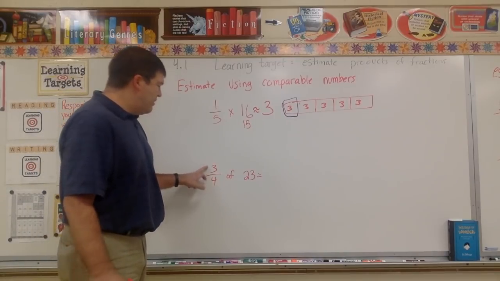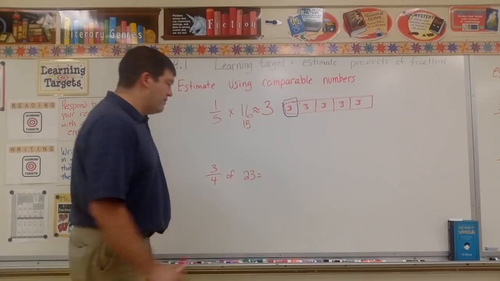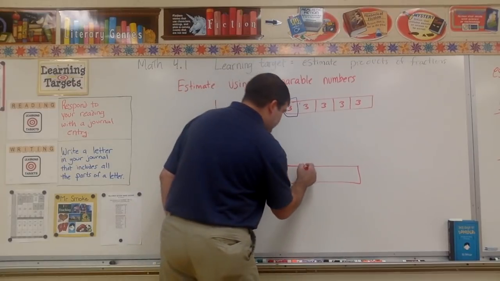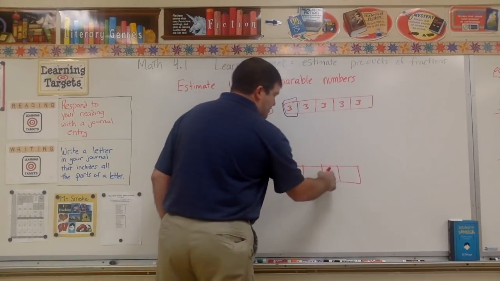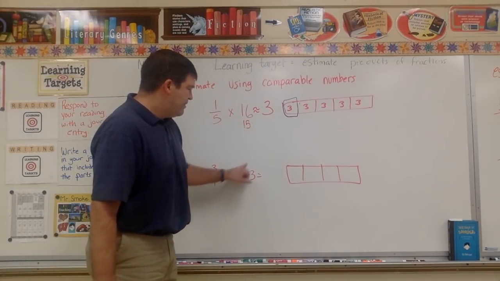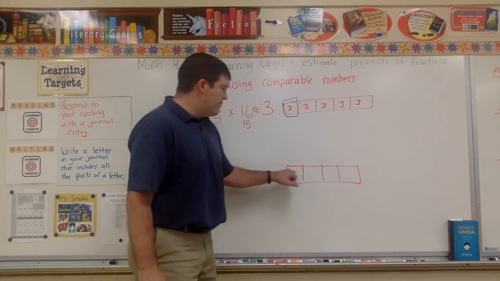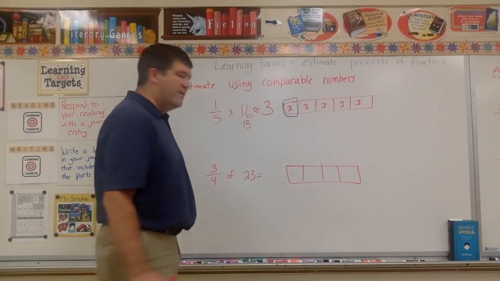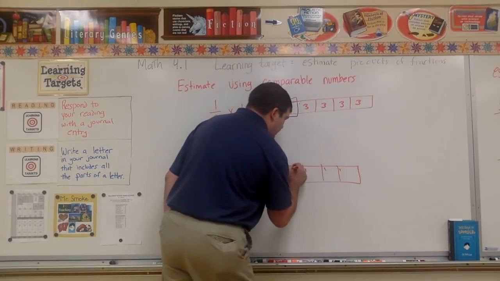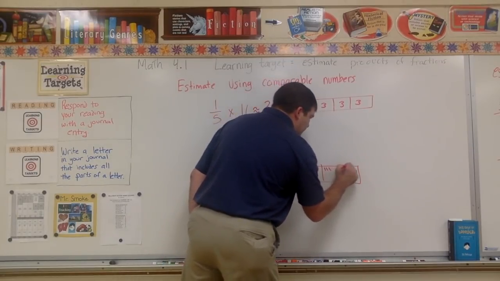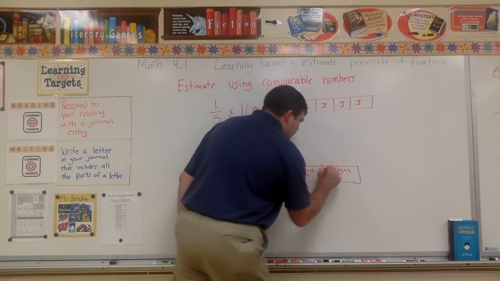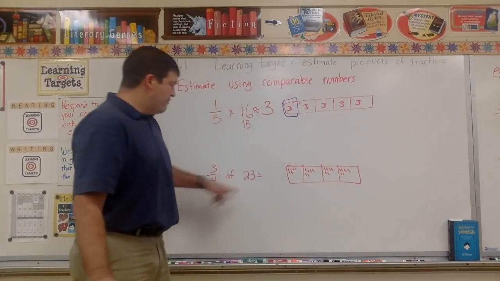Let's look at this one here. 3 parts, 4 is my whole part. Okay, so I'm going to do 4. 4 exactly even parts. 1, 2, 3, 4. Those are my 4 parts. Now, I have 23 here. It's a whole number. I want to divide 23 evenly in here. Okay? So I'm going to go until it's even. 1, 2, 3, 4, 5, 6, 7, 8, 9, 10, 11, 12, 13, 14, 15, 16, 17, 18, 19, 20, 21, 22, 23, 24. I don't have 24.